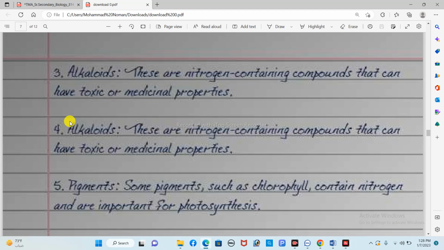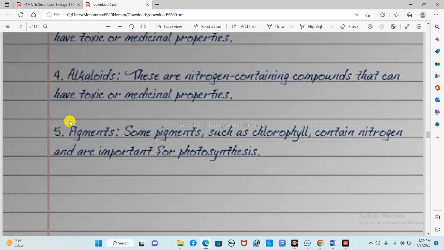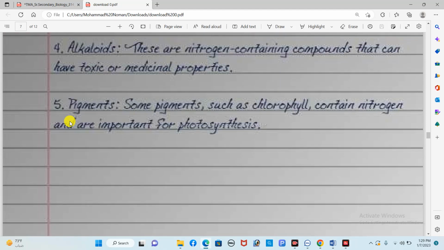Number 3, alkaloids. These are nitrogen containing compounds that can have toxic and medicinal properties. Number 4, alkaloids. Number 5, pigments. Some pigments such as chlorophyll contain nitrogen and are important for photosynthesis.